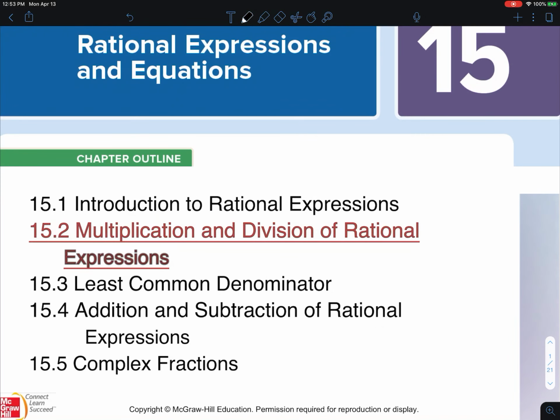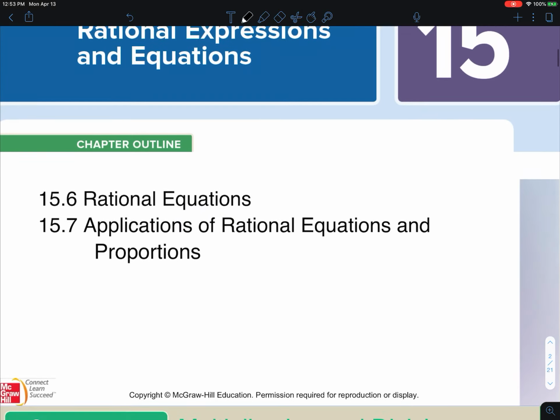I'm going to do 15.2, which is multiplication and division of rational expressions.